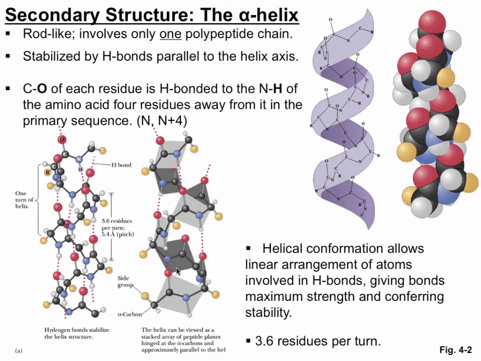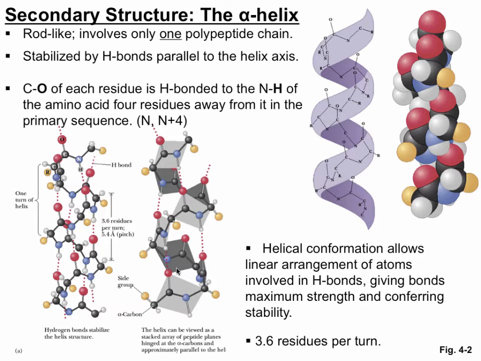So the alpha helix. This is the most common secondary structure in proteins, and it's really common because it's super stable. And that's really what proteins are looking for: how do I become the stablest protein possible so I can actually exist. And so it's rod-like. First of all, we call it the alpha helix because if you look at the ribbon diagram of the alpha helix, it's a helix. So it's rod-like. It's a very, very dense structure and involves only one polypeptide chain.